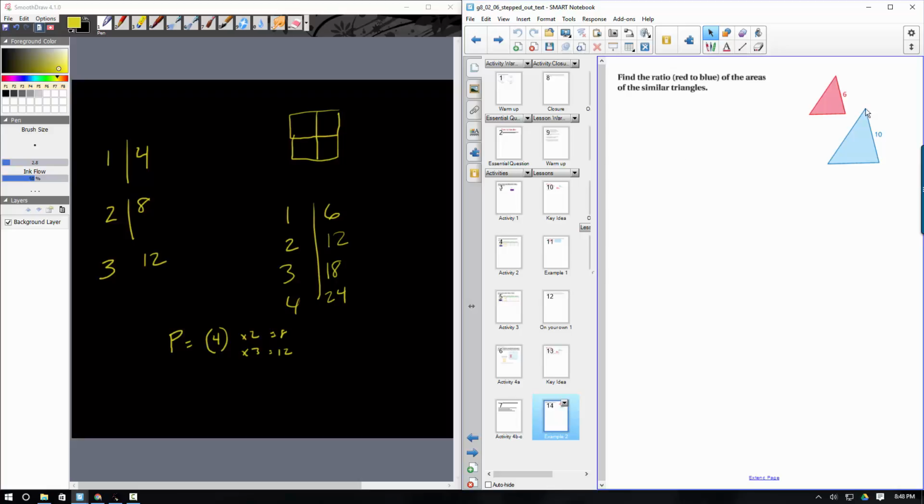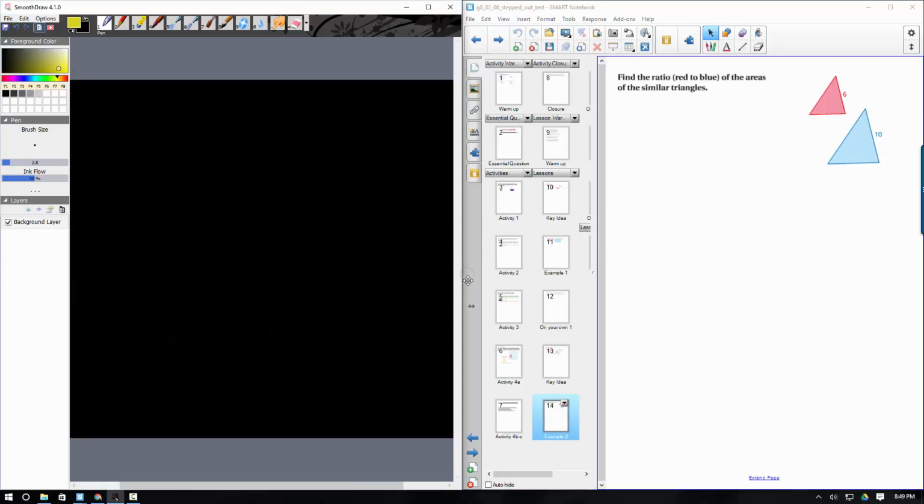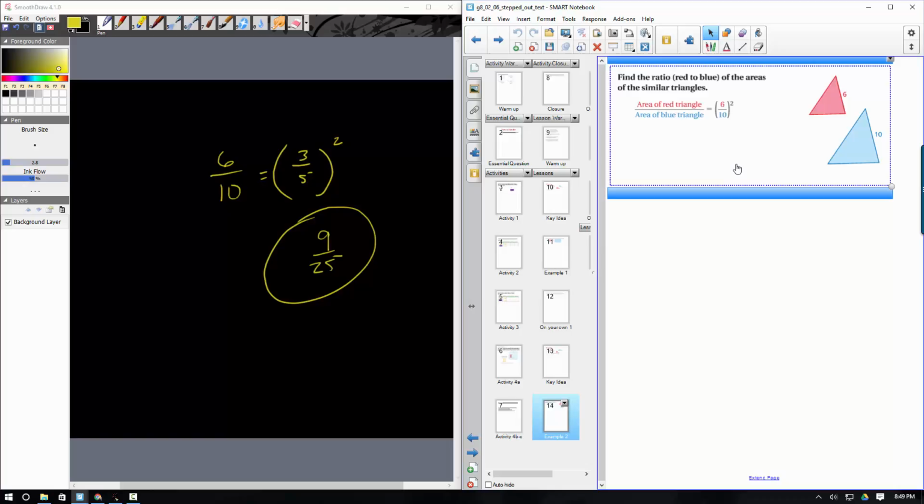So let's try this. What's the ratio of this one here from red to blue? So in this case, it is 6 to 10. But I could, of course, reduce that down to 3 to 5. But remember, this is going to be squared because it's length times width for area. So this would really be 9 over 25. So the ratio of areas is 9 to 25. Again, I'm squaring it because it's not like the perimeter, which is one-dimensional. This is now two-dimensional.